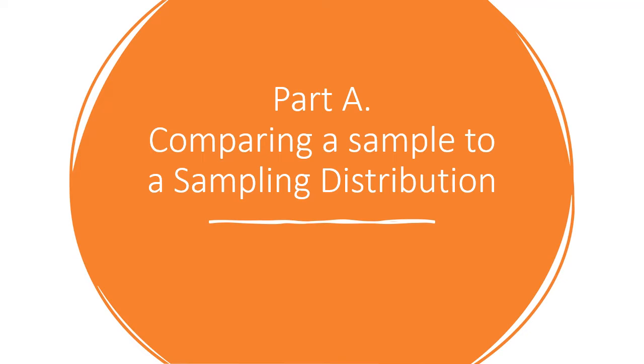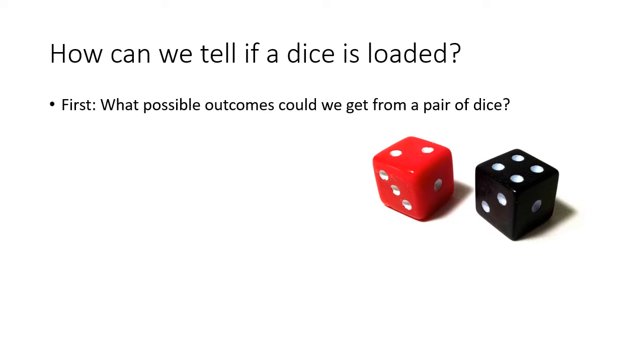Part A, comparing a sample to a sampling distribution. How can we tell if a dice is loaded? So first, let's figure out what possible outcomes we could get from a pair of dice. So there are a limited number of results that we could get if we roll these 2 dice and sum them. So could we get a sum of 1? We couldn't. It's not possible.